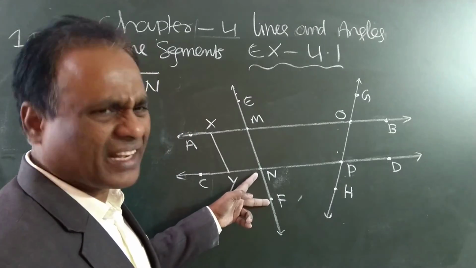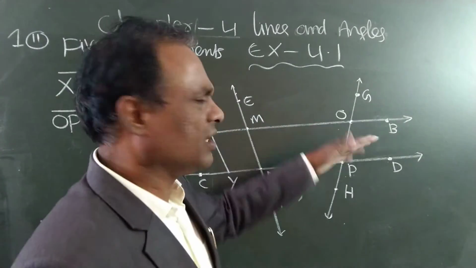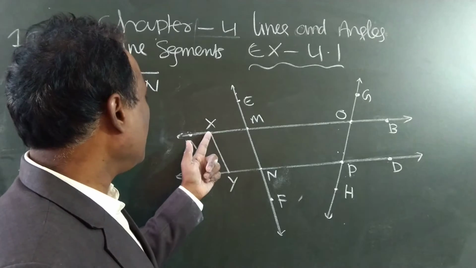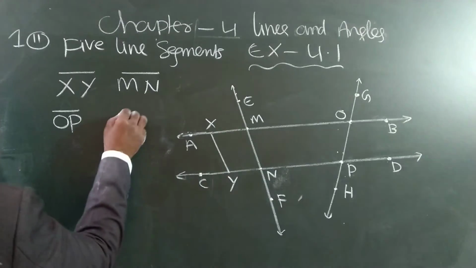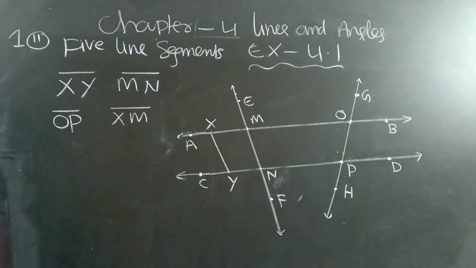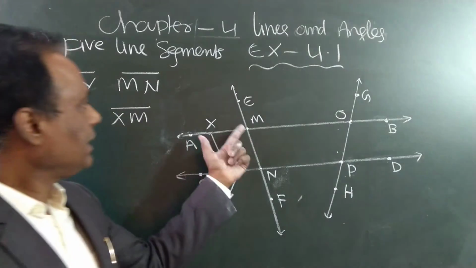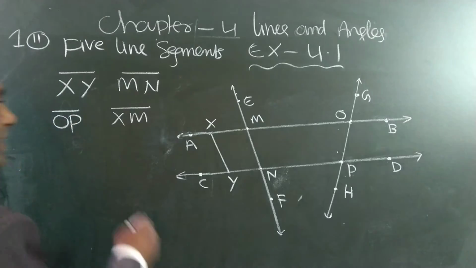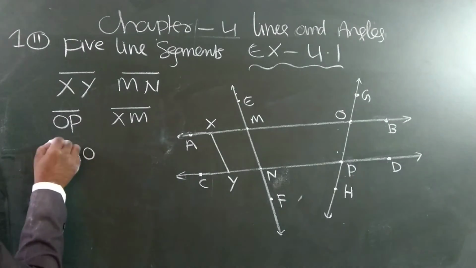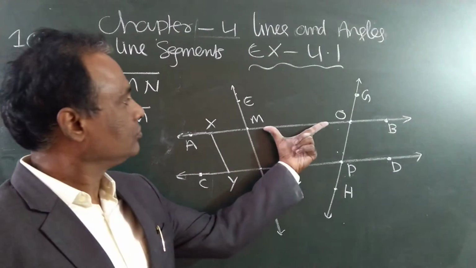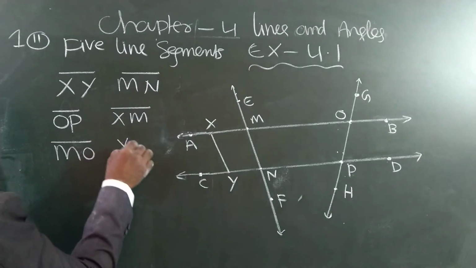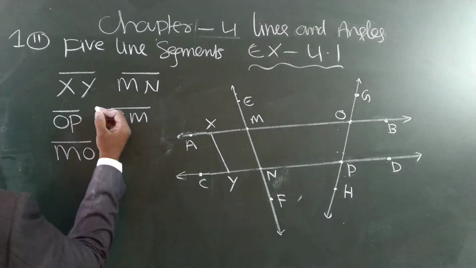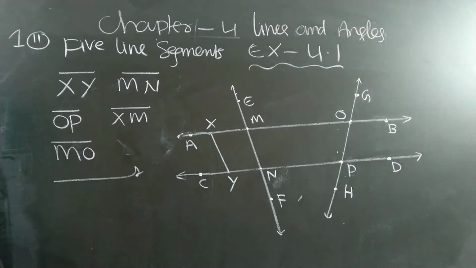NF also we can write like this. And you see here, XM, this part is a line segment. MO is a line segment. YN is a line segment. 5 are over, no? So you can write it.